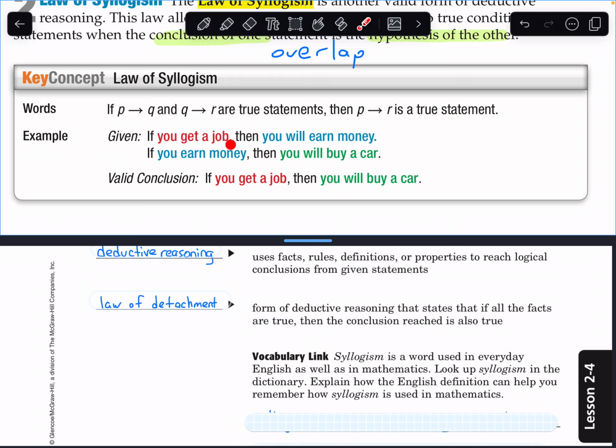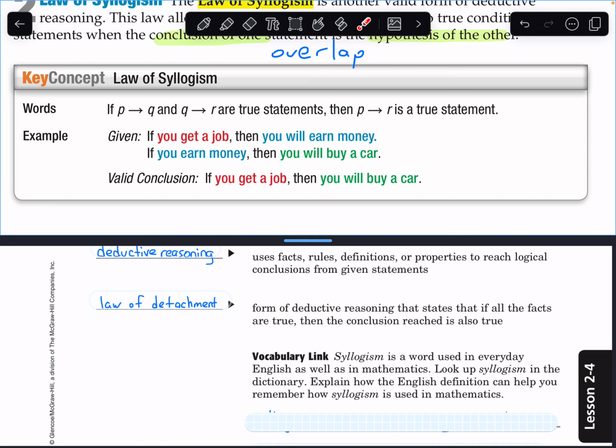If you get a job, then you will earn money. Absolutely, that's how jobs work. And if you earn money, then you will buy a car. Okay, let's say you can buy a car. That one we could say is definitely true. Maybe you have no plans to buy a car, but we'll go with it for now. Let's assume that one's also true.